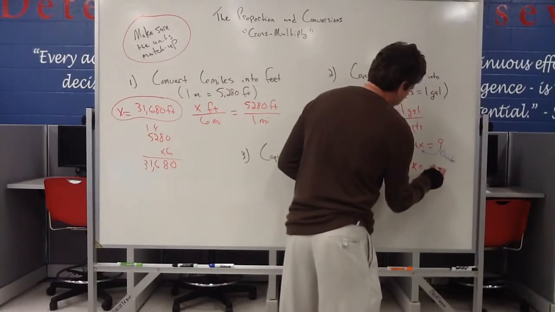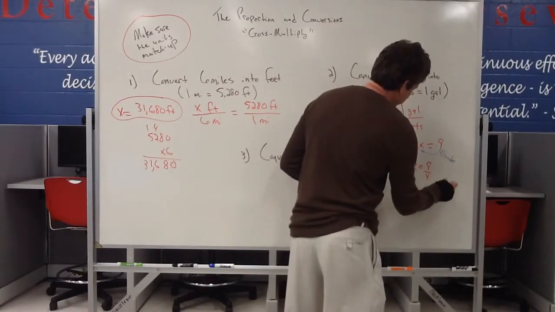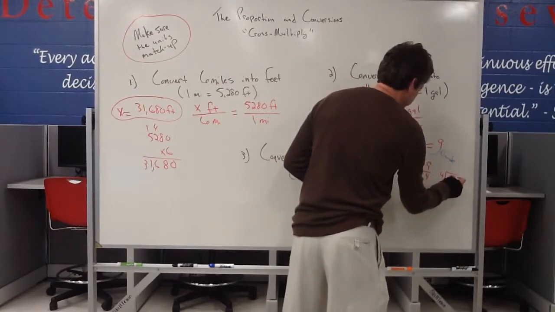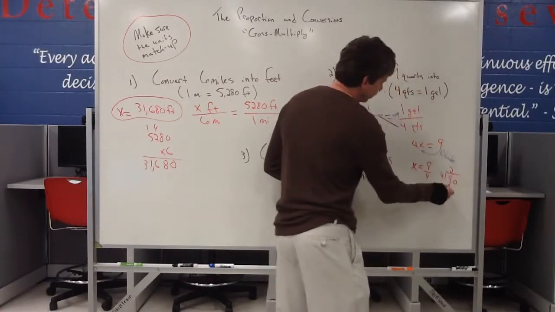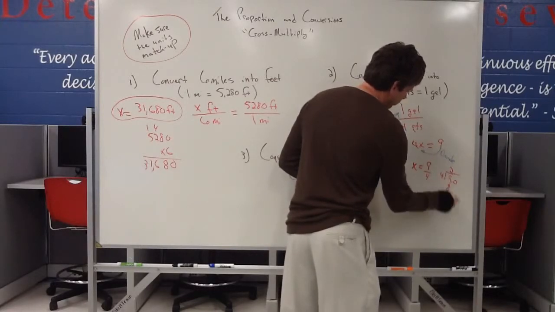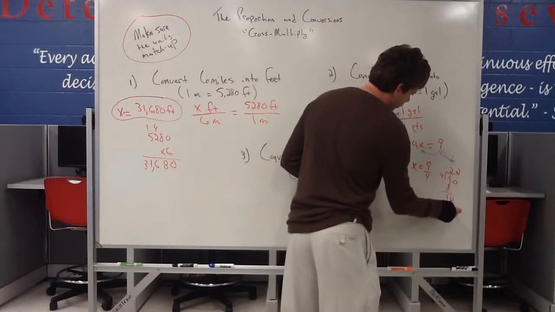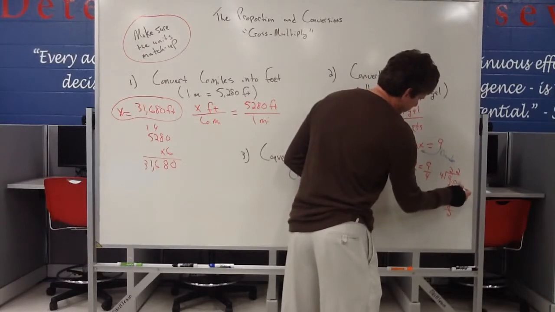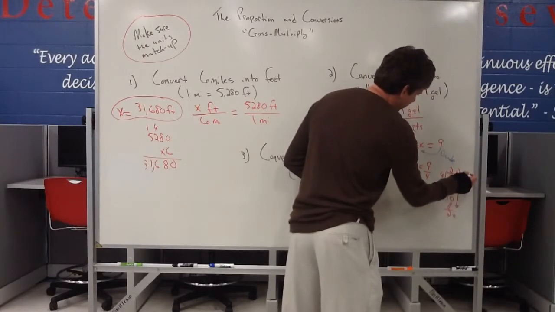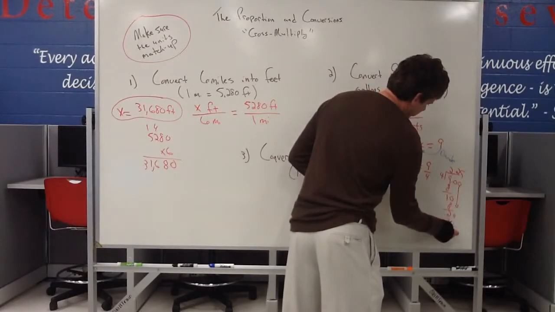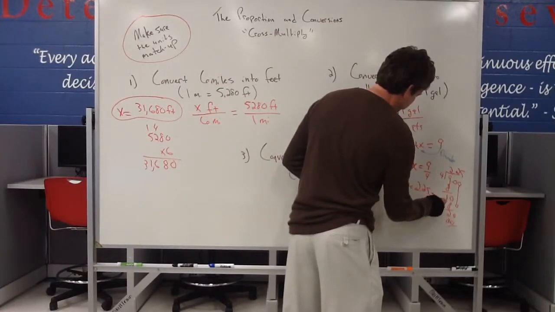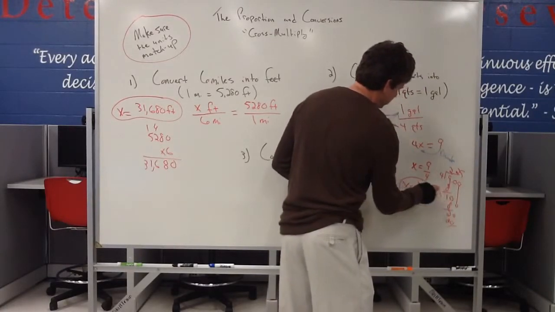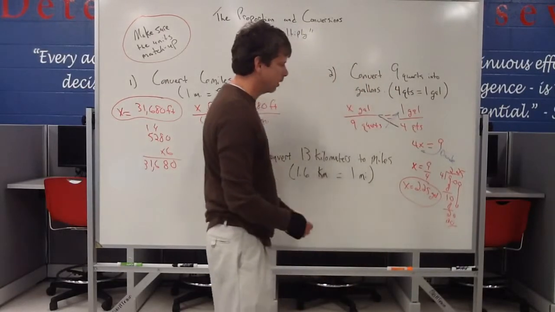9 divided by 4. Let's see, 4 into 9. So 4 goes into 9 twice, 8 comes down, remainder of 1. 4 goes into 10 twice, with remainder of 2, add another 0. 4 goes into 20 five times, and that plays out. So we would end up with 2.25 gallons. That would be our answer to that problem.